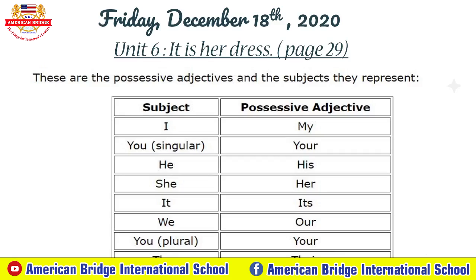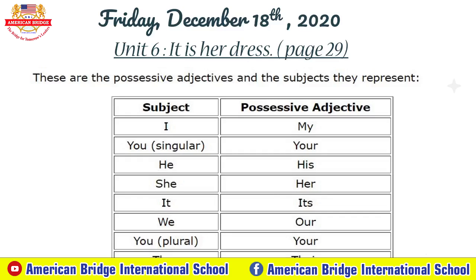So please write down from our whiteboard into your notebook, and after that you need to listen to the teacher carefully about what possessive adjective means. So those are the possessive adjectives and the subjects that we present. Here we have two columns, one is subject and one is possessive adjective. You need to change that subject to a possessive adjective, right? You need to use the possessive adjective in the sentence, right?